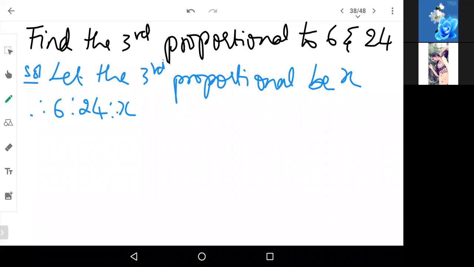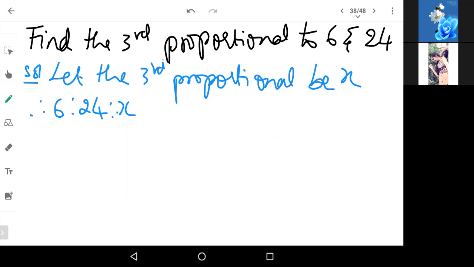Find the third proportional to 6 and 24. Here we are supposed to use the mean proportional concept to find the third proportional. If you see, together there are only three numbers and not more than that. Until now we have solved fourth proportional problems, but here they are asking us to find the third proportional.